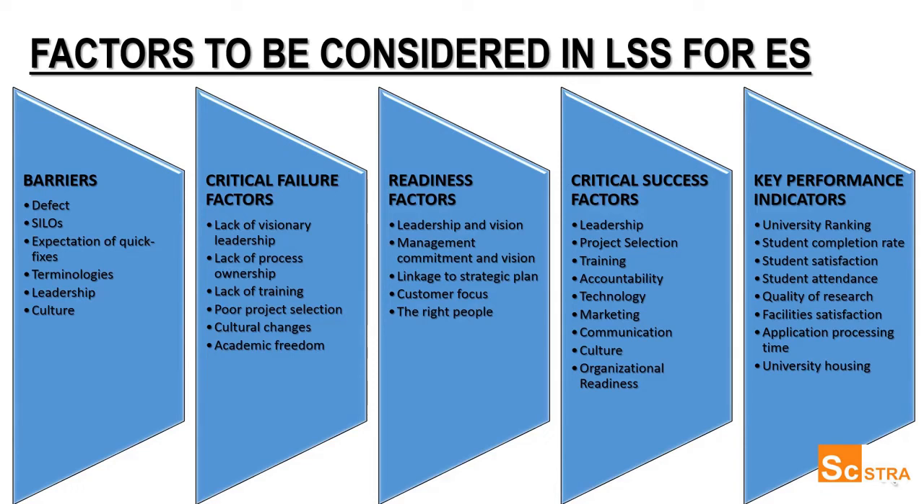For the critical success factors: the leadership, the project selection, the training, the accountability, the right technology, the right marketing, communication, culture, and organizational readiness. Of course, for the key performance indicators: the university ranking, the student completion rate, the student satisfaction, the student attendance, the quality of the university's research, facilities satisfaction, application processing time, and university housing.